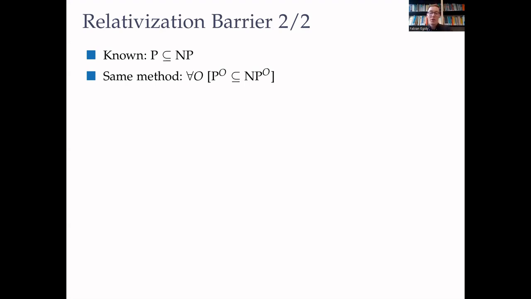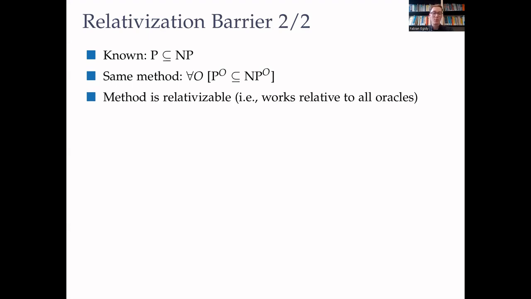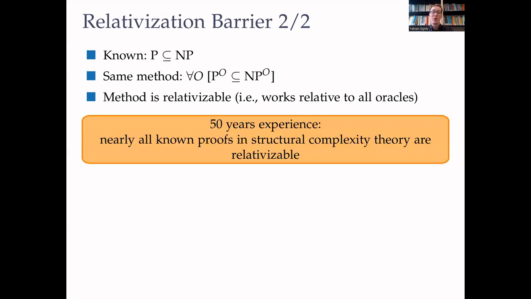And if a proof method has this property, that it also works if we replace Turing machines by oracle Turing machines with access to an arbitrary oracle, we call it relativizable. Now, it is not special to this proof that it is relativizable, because from 50 years of experience, nearly all known proofs in structural complexity theory are relativizable. There are only very few exceptions, and they have quite specific reasons for this and are not really helpful on a greater scale.